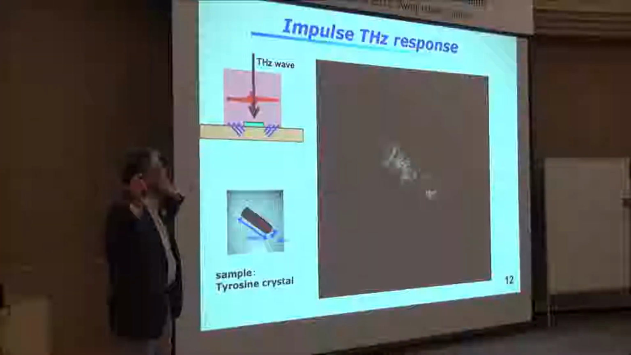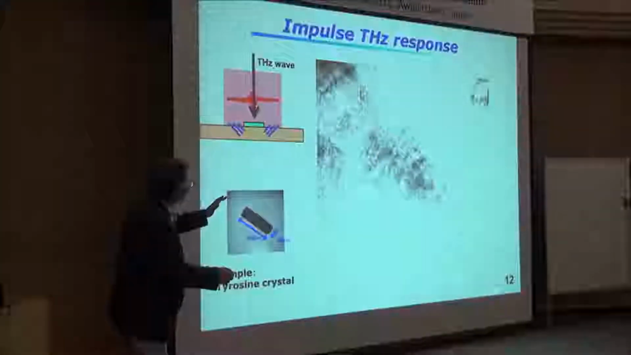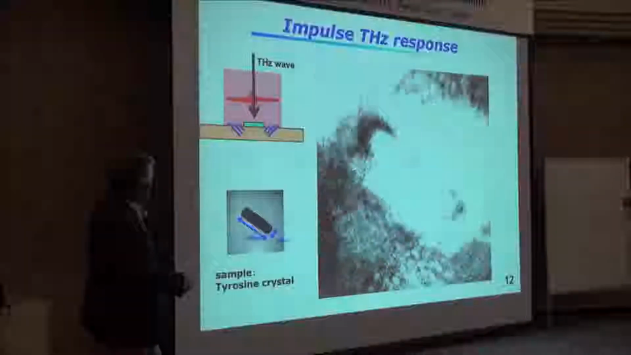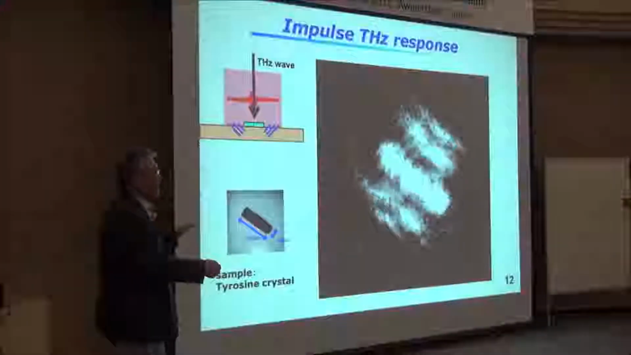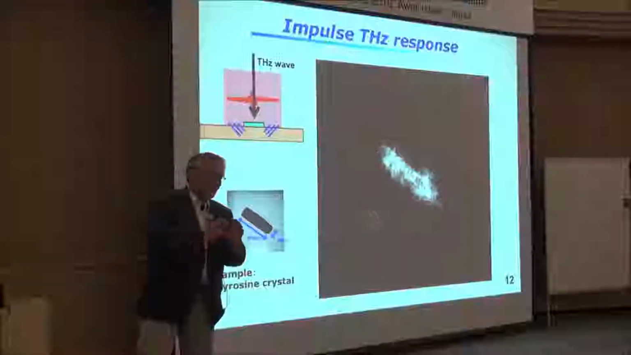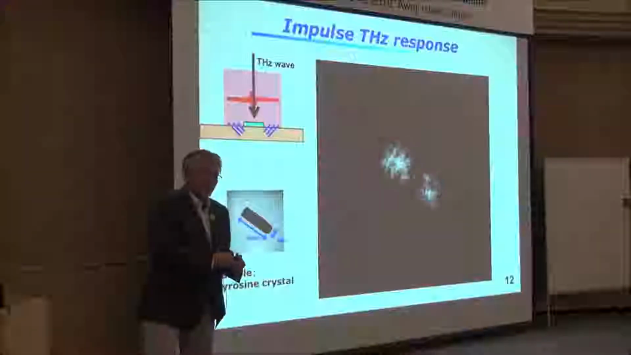Now we shine the terahertz pulse from below. And this tiny tyrosine crystal emits light. So by measuring this emitted light, we can determine the optical response very precisely.